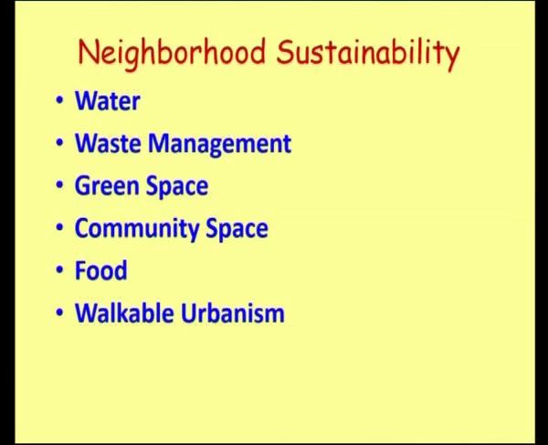And now, let us discuss how we can achieve environmental sustainability, what are the practical ways, and neighborhood sustainability: the water, the waste management, the green space, the community space, the food and walkable urbanism. So, these are some major areas where we can achieve sustainability. Let us discuss one by one.